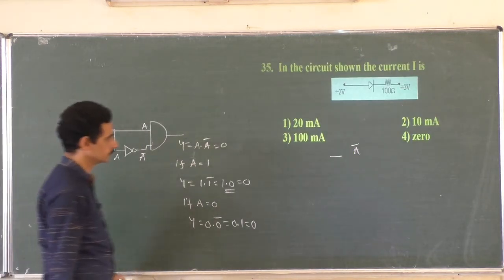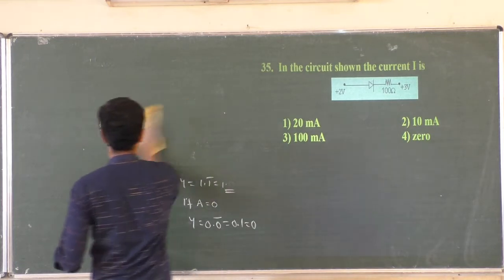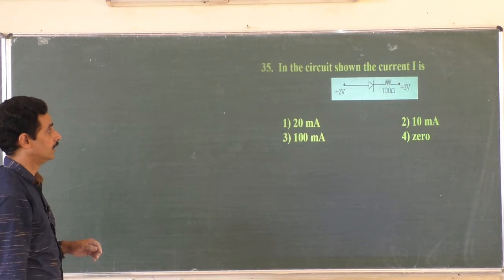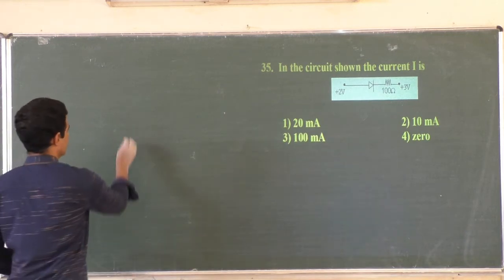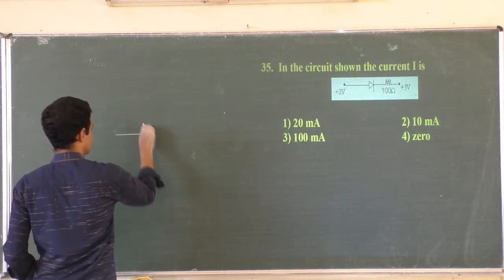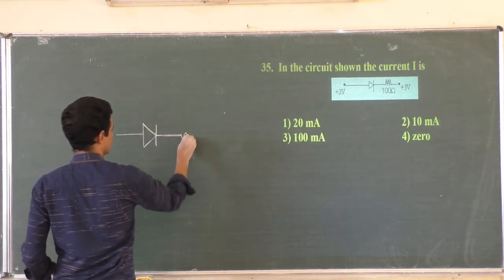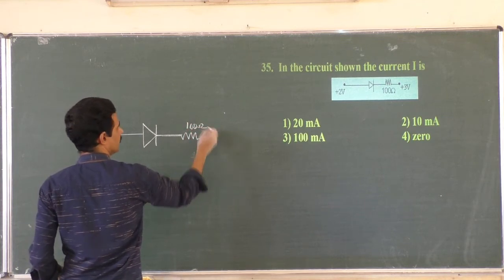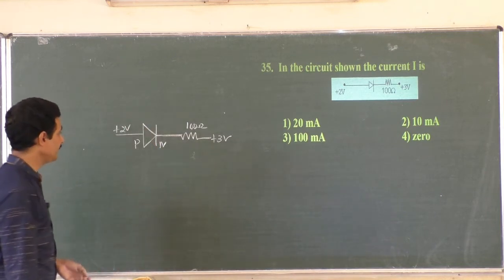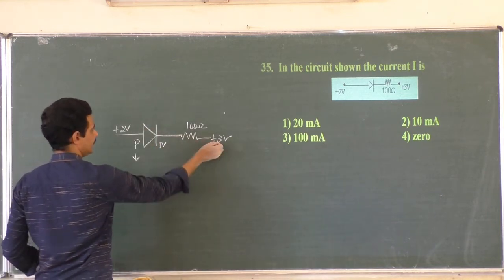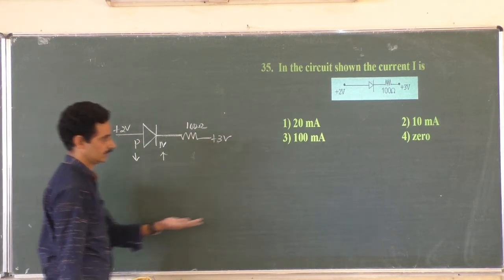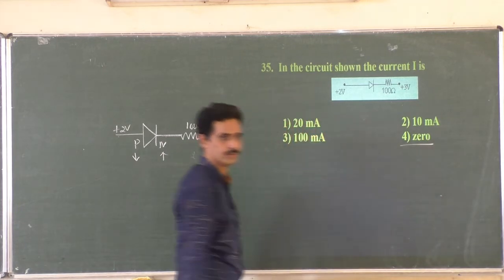Question 35. In the circuit shown, the current I is, here is a diode and a resistor, 100 ohm, plus 3 volt and plus 2 volt. P side, N side. The P side is at lower potential, the N side is at higher potential. Plus 3 is greater than plus 2. Reverse bias diode, no doubt, the current is 0.